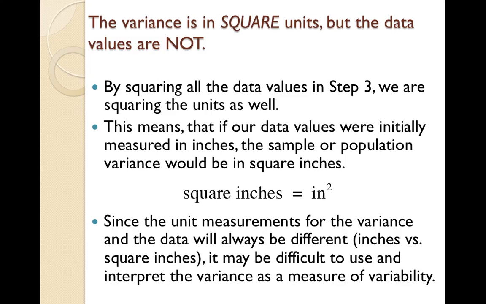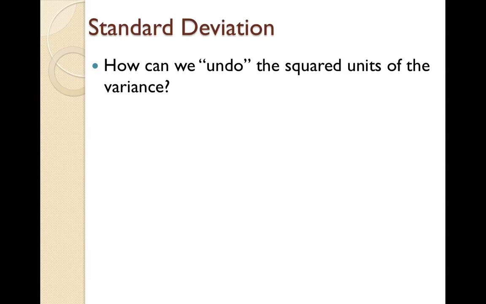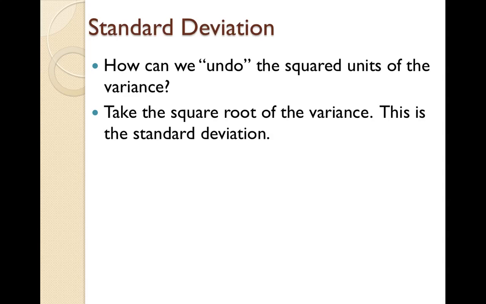For that reason, it may be difficult to use and interpret the variance as a measure of variability. We like to have measures of variability in the same units as the data values that we had initially. So if our variance is in square units but our data values were in plain units, how do we turn the variance back into the same units as the initial data values? How do we undo the square units of the variance? We can undo a squaring process by taking the square root.